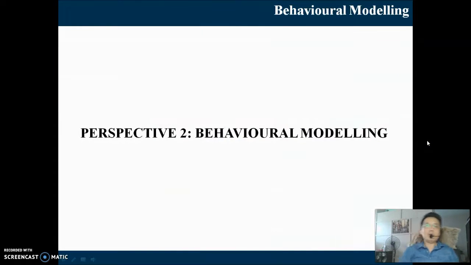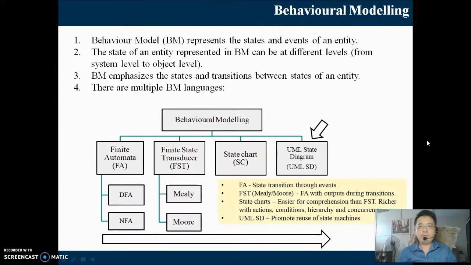In behavior modeling, we want to show the different states that a software system can be in, triggered by an event or an activity. The state of the system can be of any levels. It can be from the level of an object, level of components, to the level of the whole system.